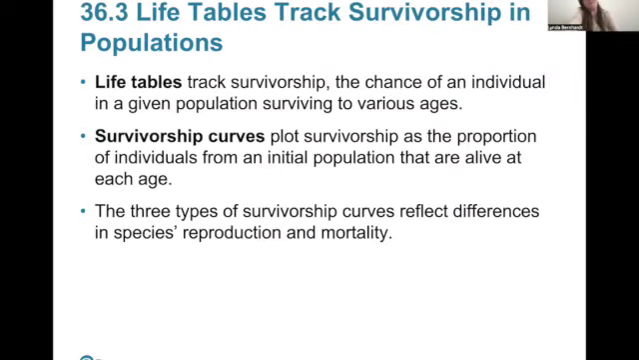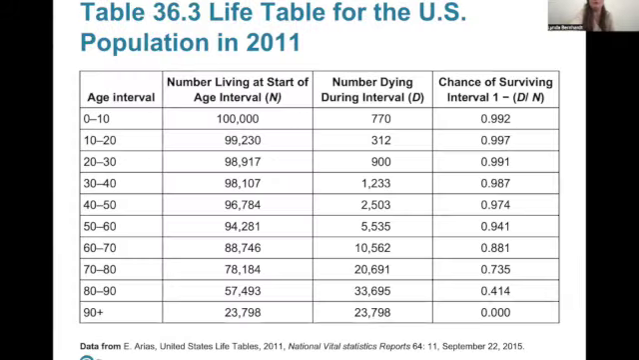Life tables, I actually love these, but I don't make you do them. So this I get to go over pretty quick. And then the survivorship curves is basically to see how many are alive at the end of an age. So this is a life table. I would love to do a new one. This one clearly comes from 2011.